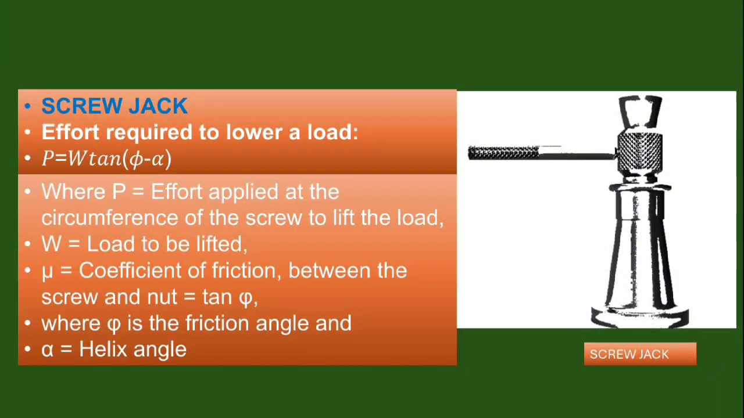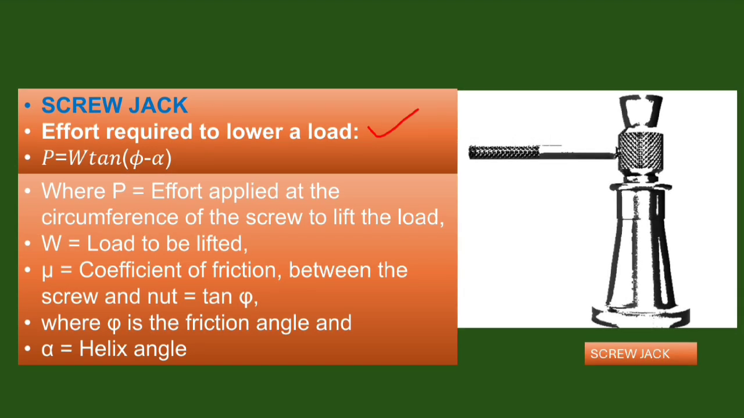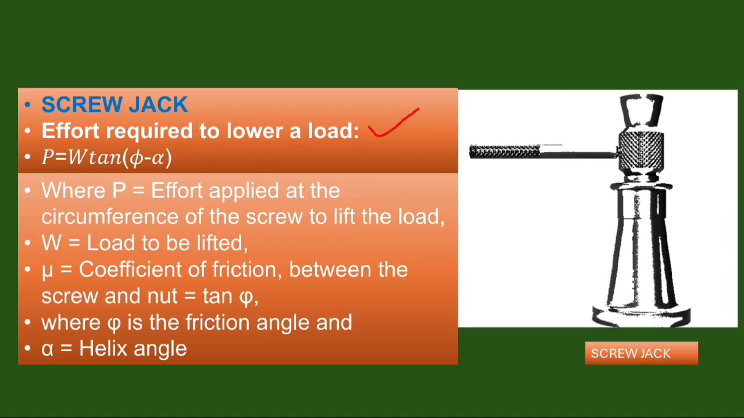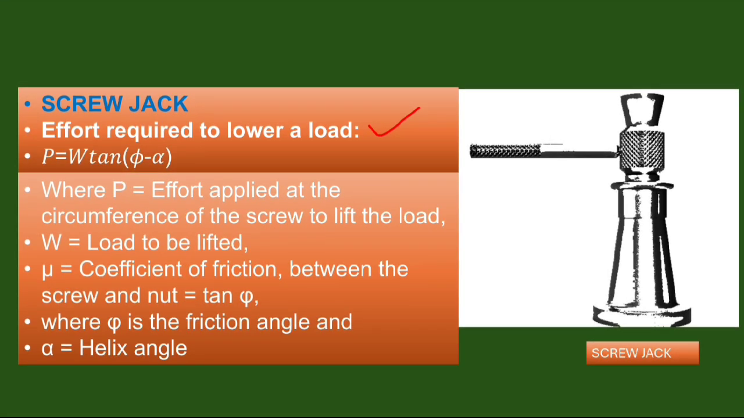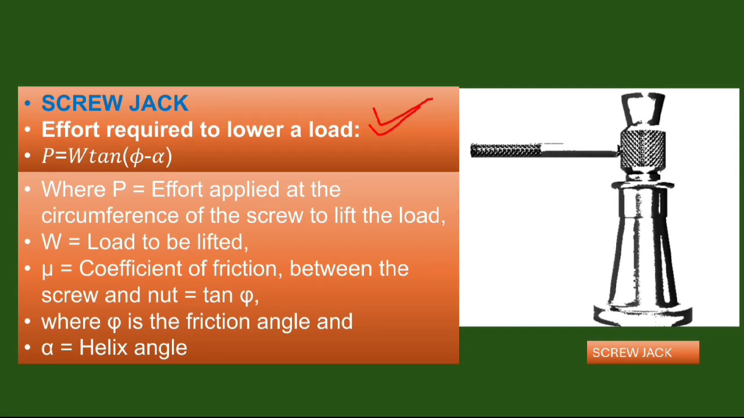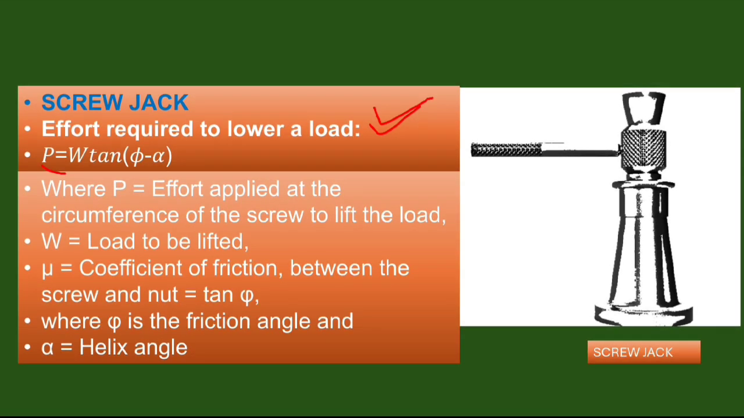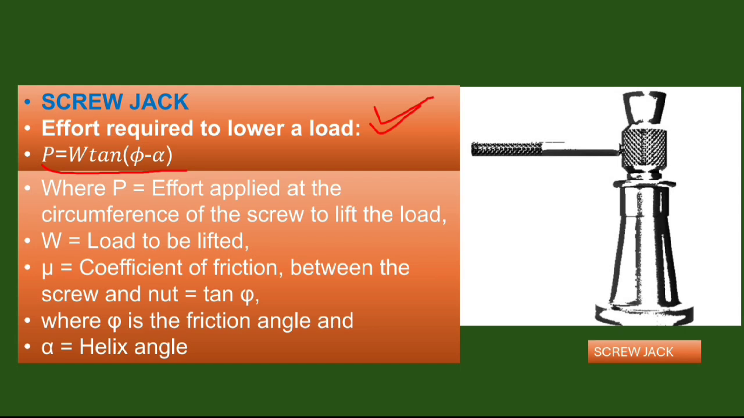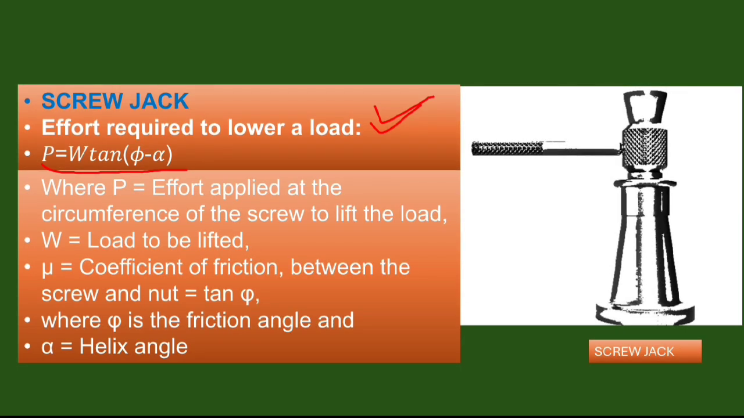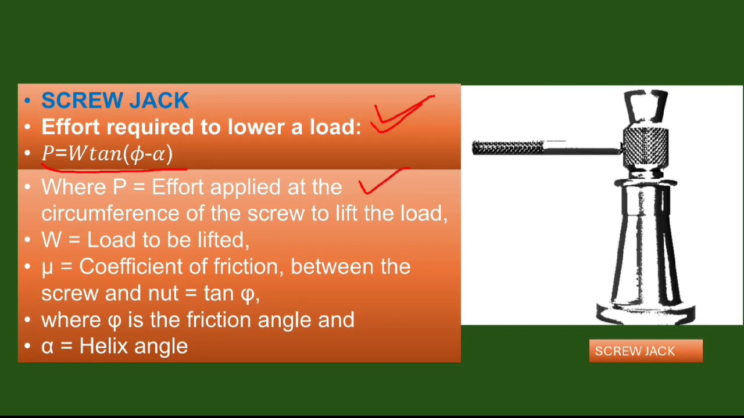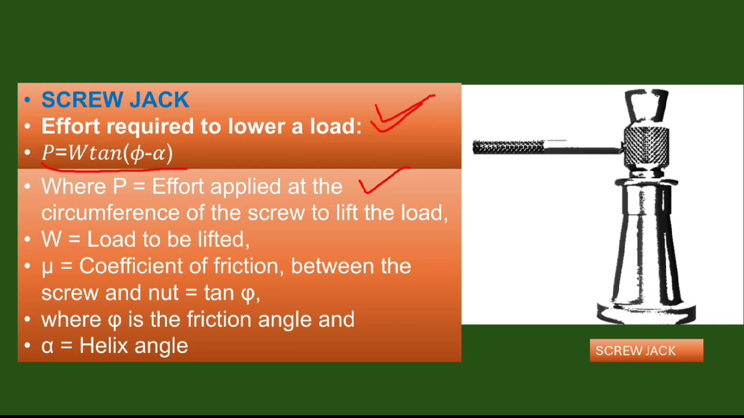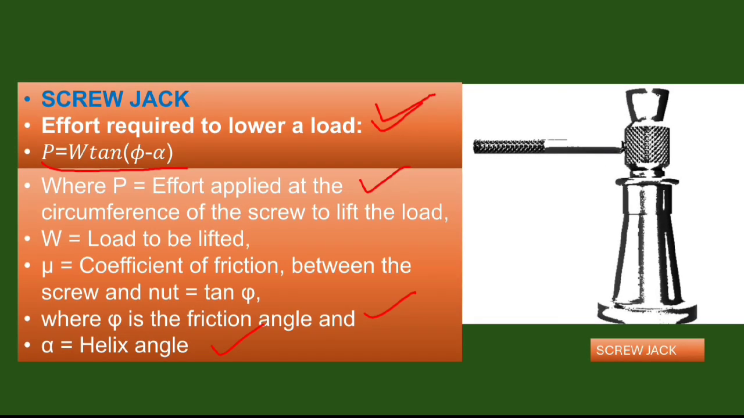Next formula, effort required to lower a load in a screw jack. Just now we have seen the effort required to lift the load. Here, the effort required to lower the load is P equals W tan(phi minus alpha), where P is the effort applied, phi is the friction angle, and alpha is the helix angle.